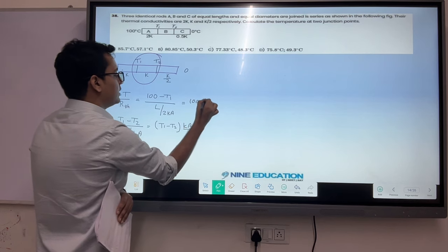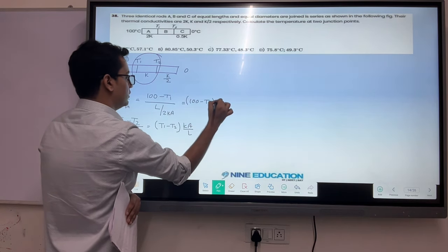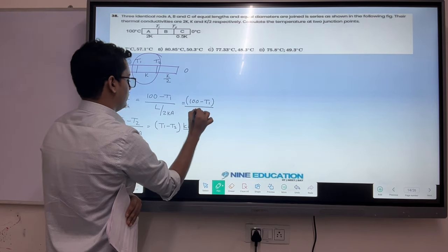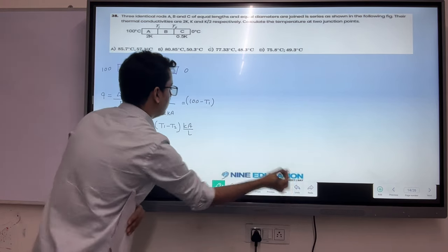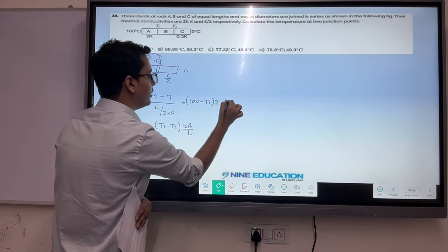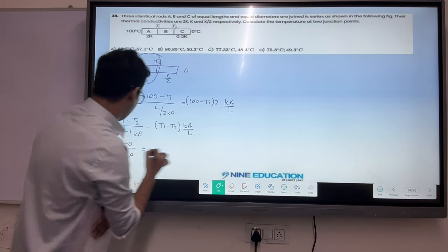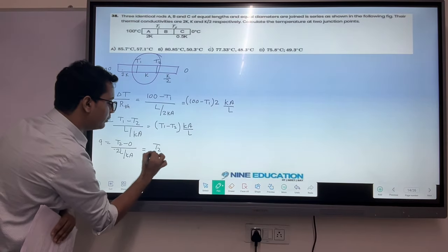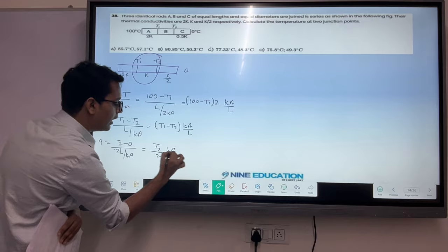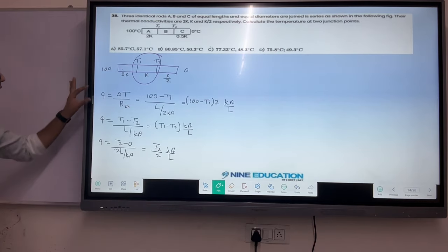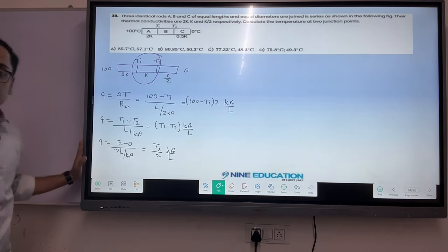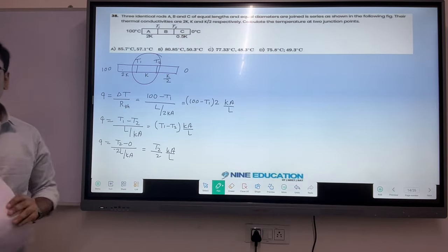This is (100 minus T1) into 2 into Ka by L, and this becomes T2 by 2 into Ka by L, right. I got Q, Q, Q, these three are the exact same values. So I will equate three of them.